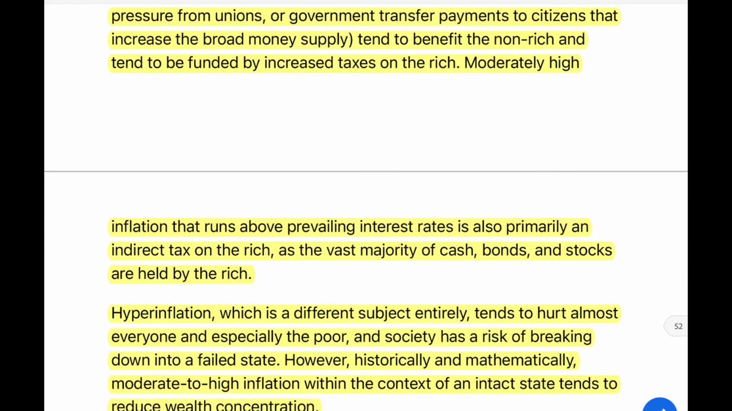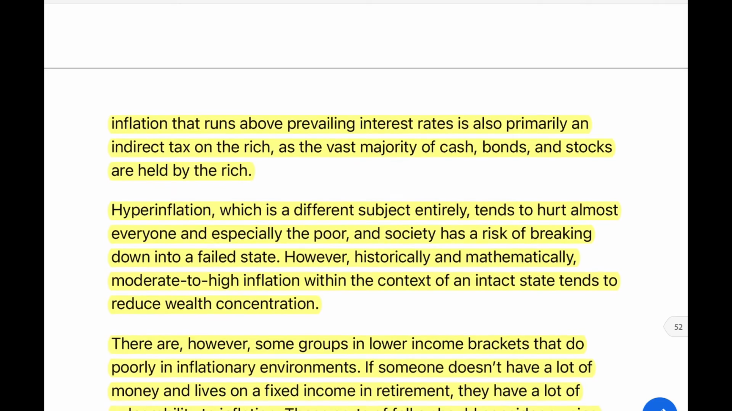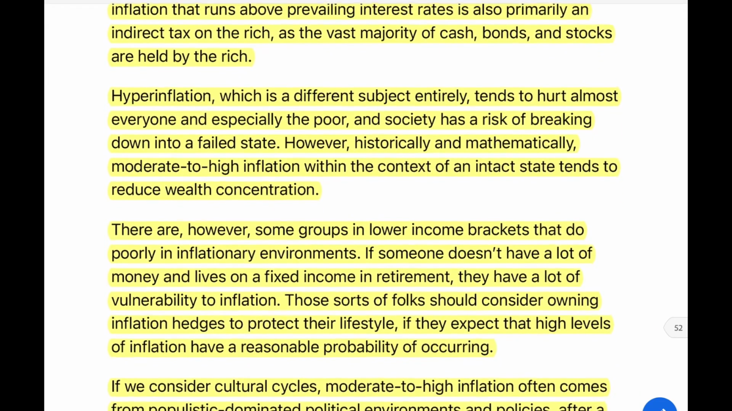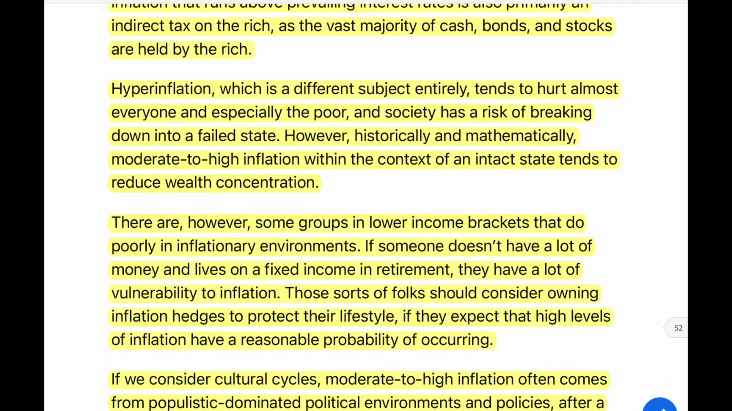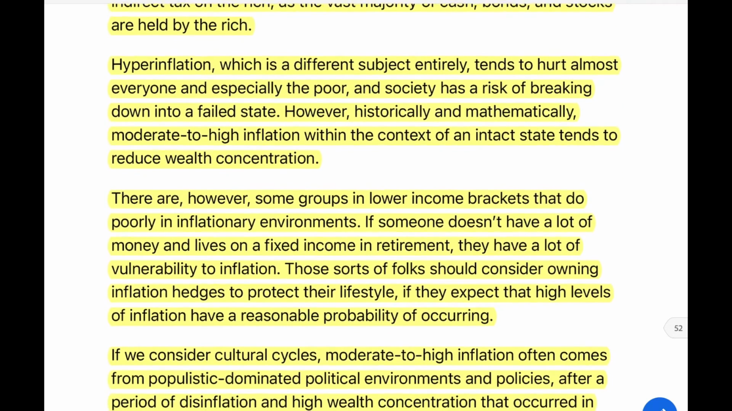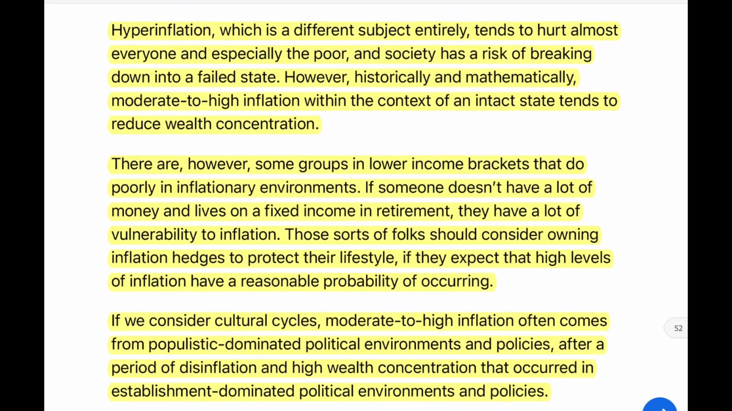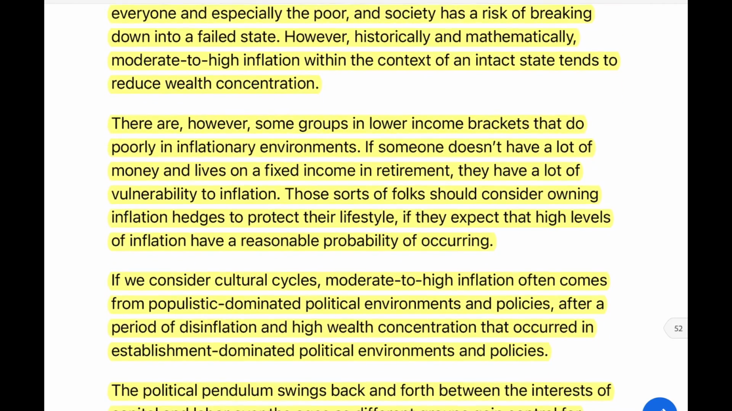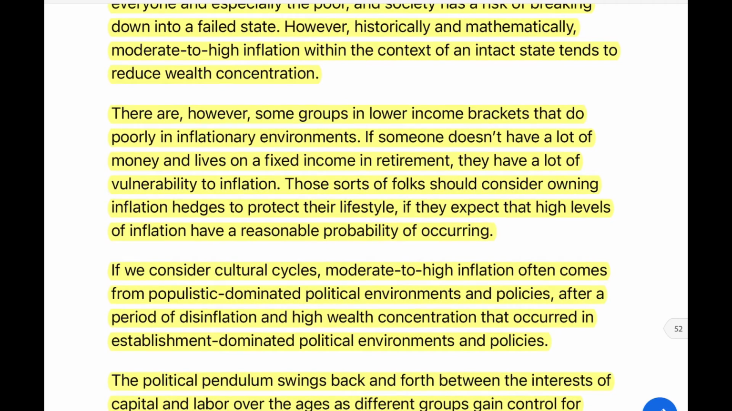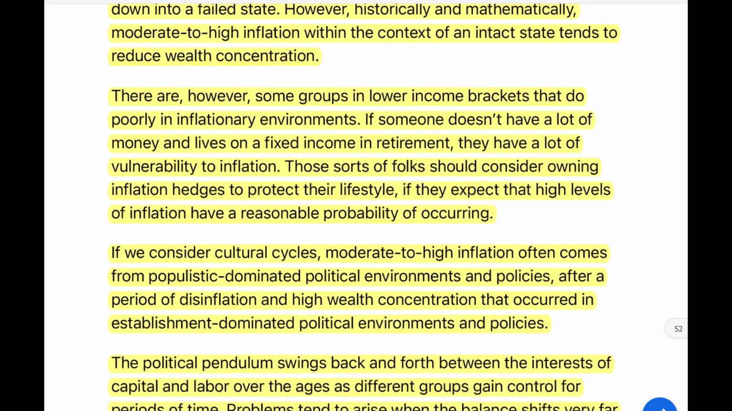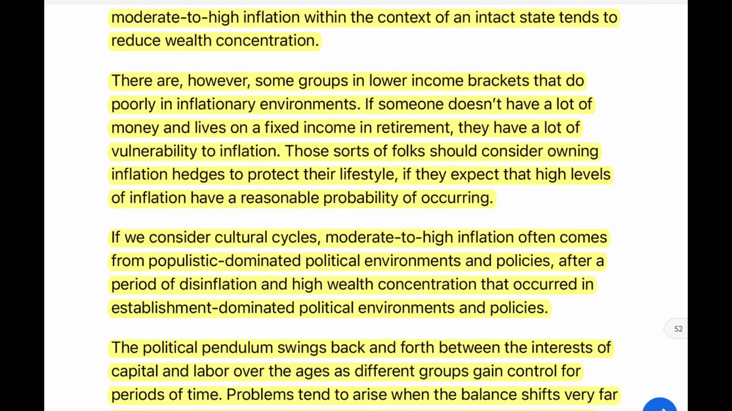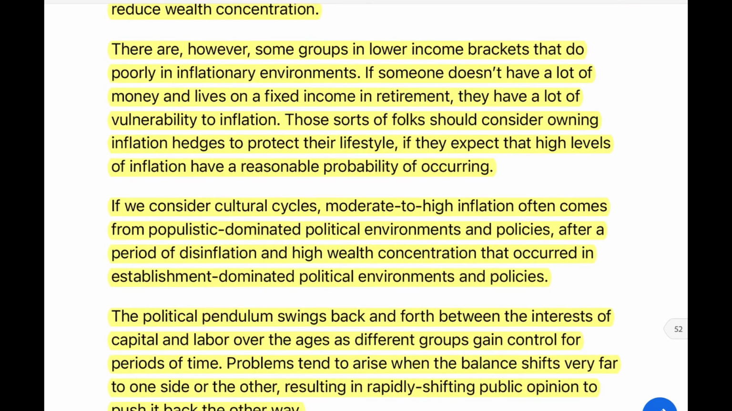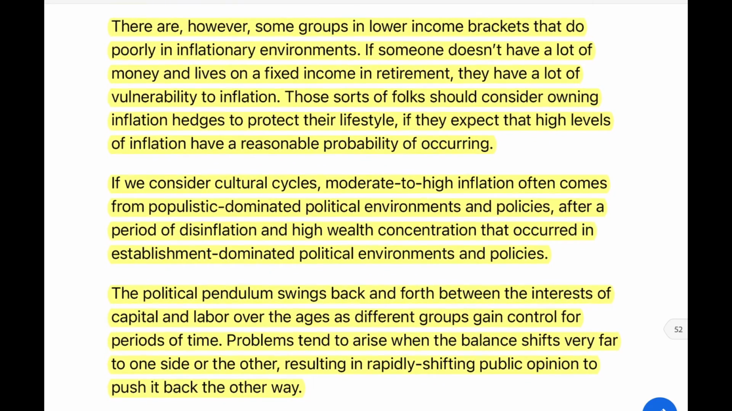High inflation that runs above prevailing interest rates is also primarily an indirect tax on the rich, as the vast majority of cash, bonds, and stocks are held by the rich. Hyperinflation, which is a different subject entirely, tends to hurt almost everyone, especially the poor, and society has a risk of breaking down into a failed state. However, historically and mathematically, moderate to high inflation within the context of an intact state tends to reduce wealth concentration. There are, however, some groups in lower income brackets that do poorly in inflationary environments.